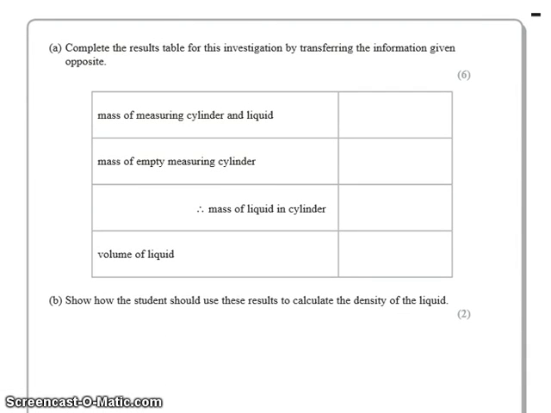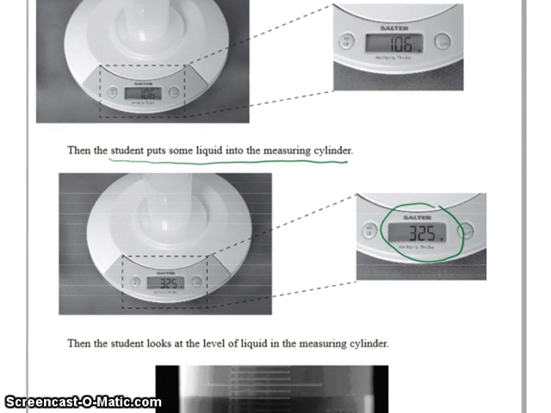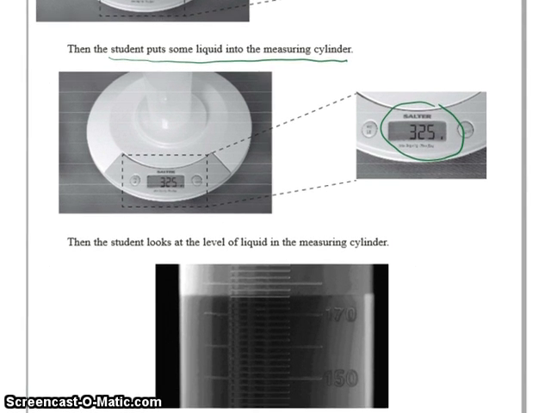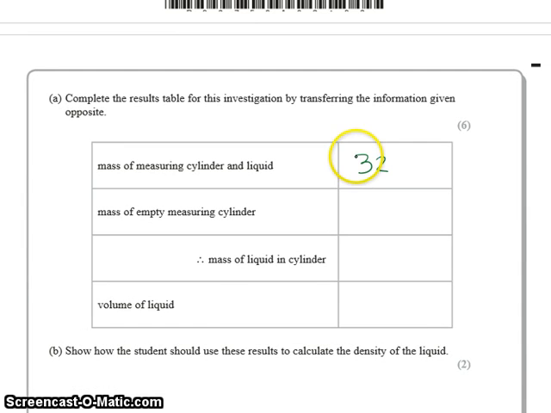Complete the results table for this investigation by transferring the information given from the opposite page. Well, if we go back to the previous page, you can see that the student puts some liquid into the measuring cylinder. So this is going to be the mass of the measuring cylinder and the liquid. Okay, so 325 grams. Always need to include units.